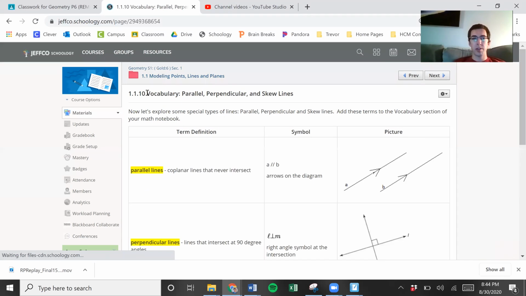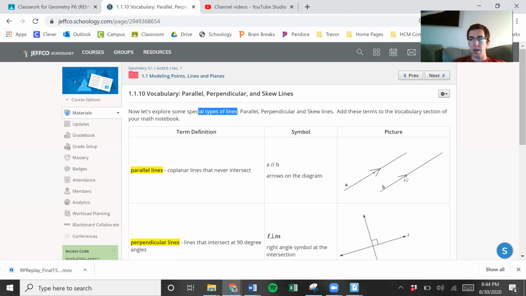We got more vocabulary. So this goes in the vocabulary section of your notes. Okay. We need to look at some special types of lines: parallel lines, perpendicular lines, and skew lines. Parallel lines are coplanar lines that never intersect. So coplanar, remember, coplanar means in the same plane.